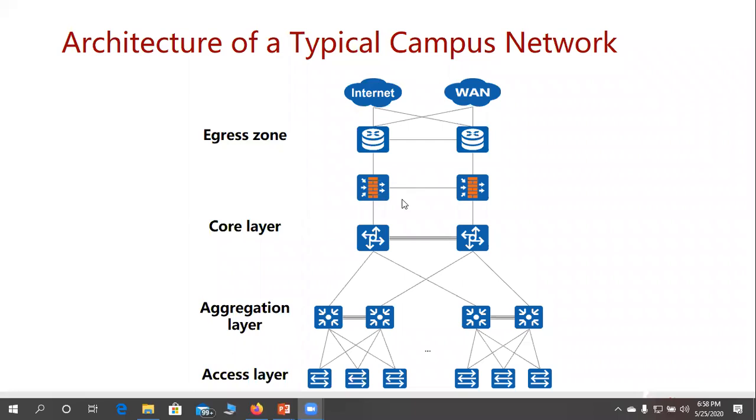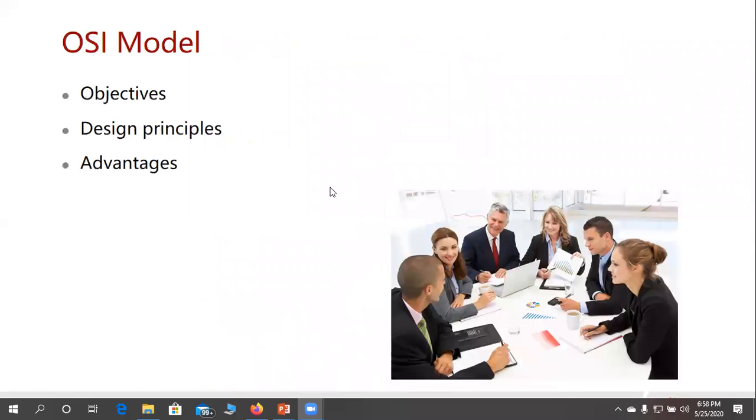So this is the campus network design. It is designed according to the layers: the access layer, aggregation layer, and core layer.